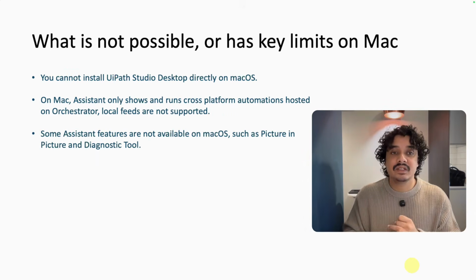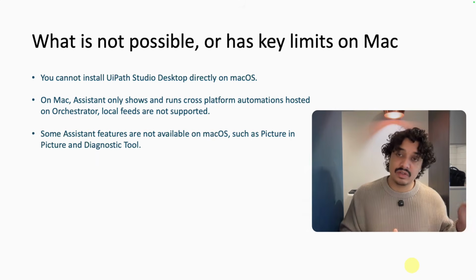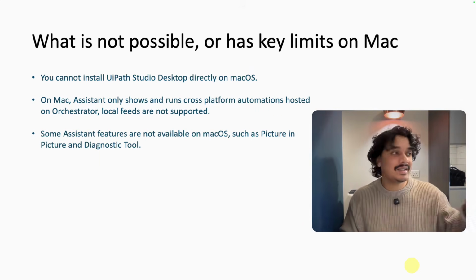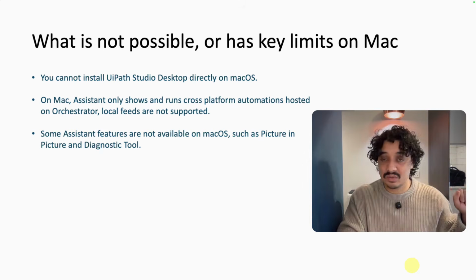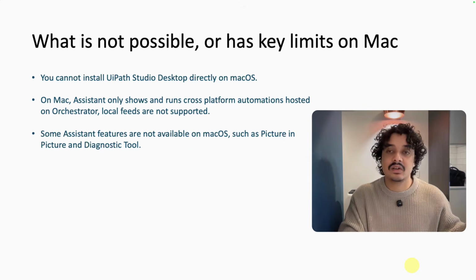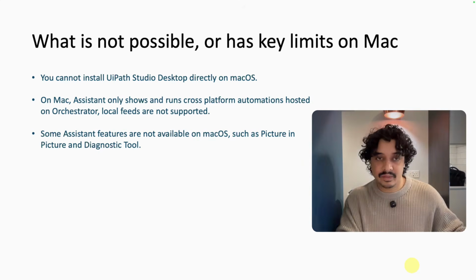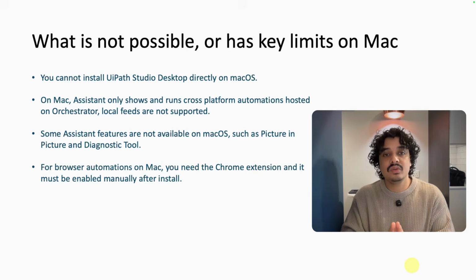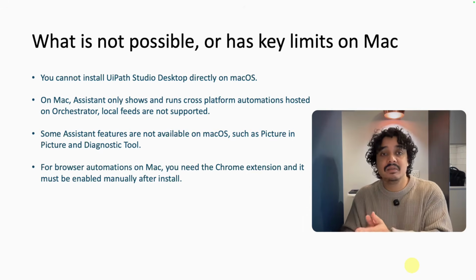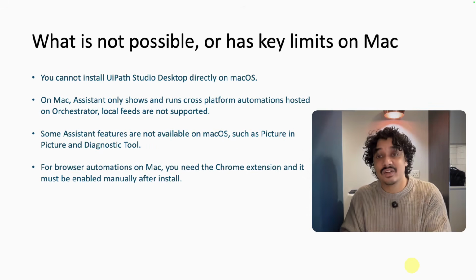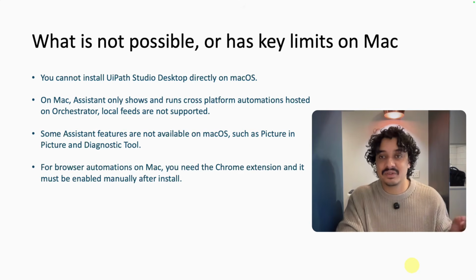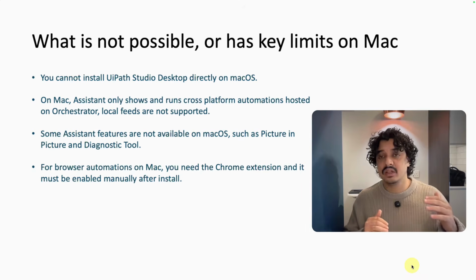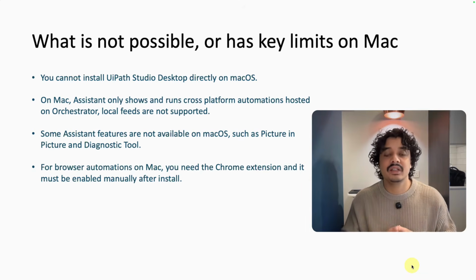Some assistant features are not available, such as, in the Windows version, you have something called picture-in-picture and the diagnostic tool that you would not see on the Mac. However, other features like Autopilot and others are available. Now, for browser automation on Mac, you need to have the Chrome extension and it must be enabled manually after install. Okay, so just remember if you are trying to do a UI automation.